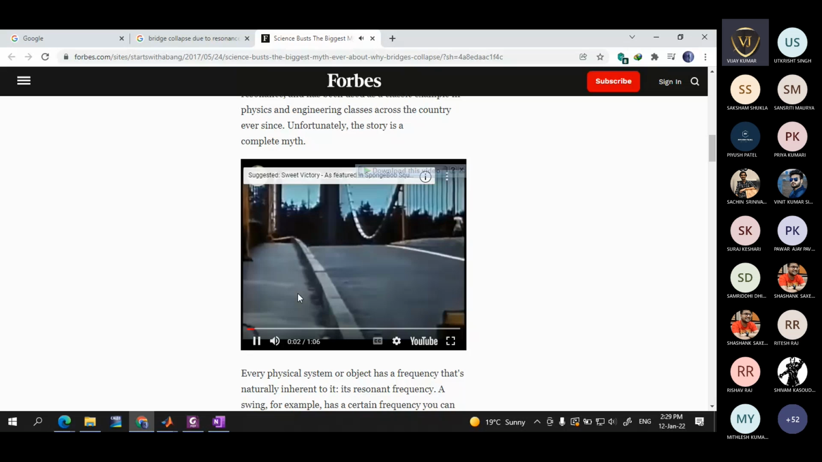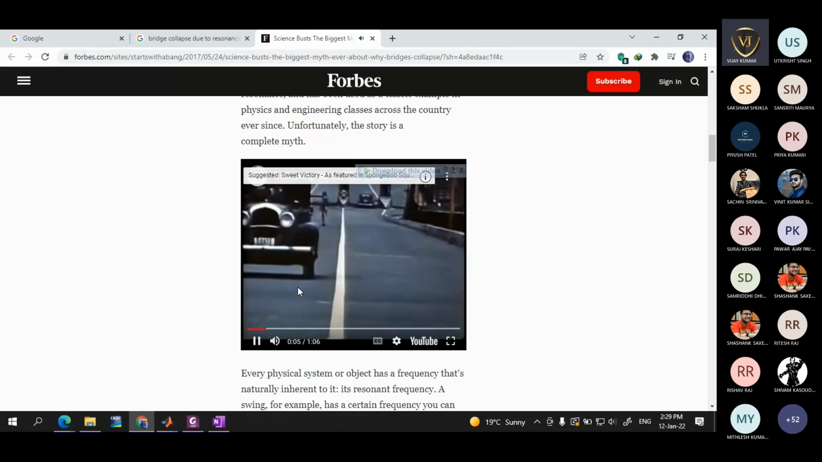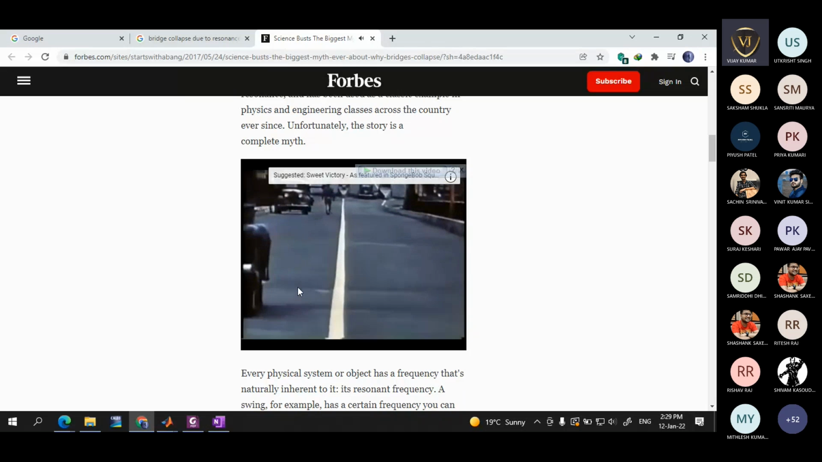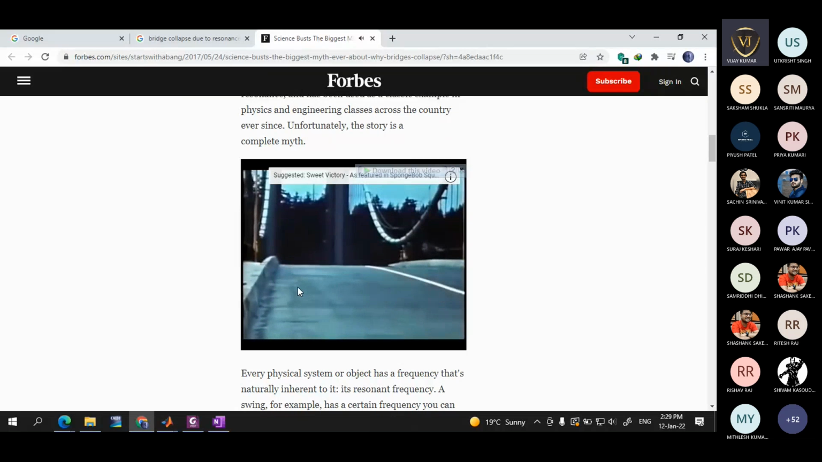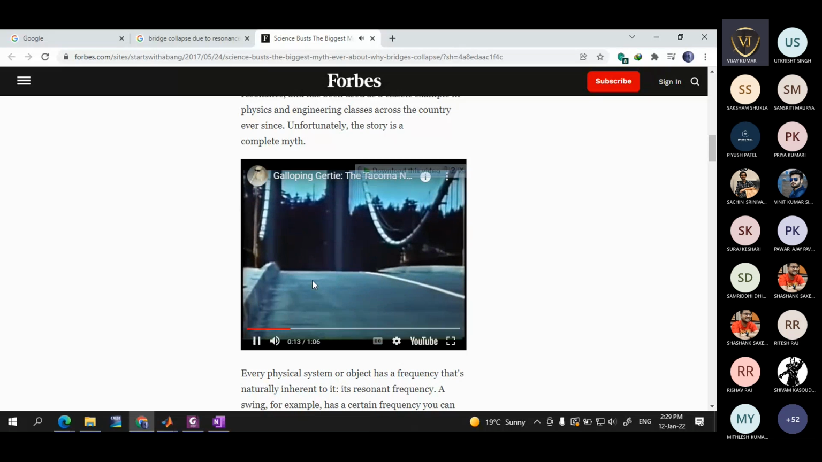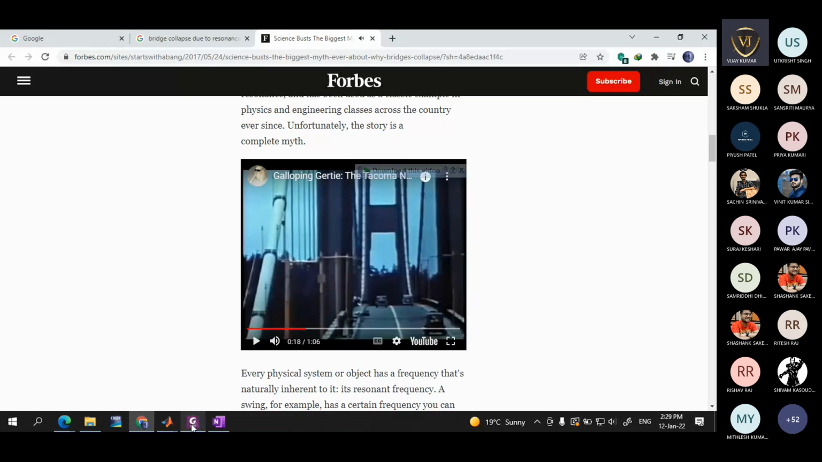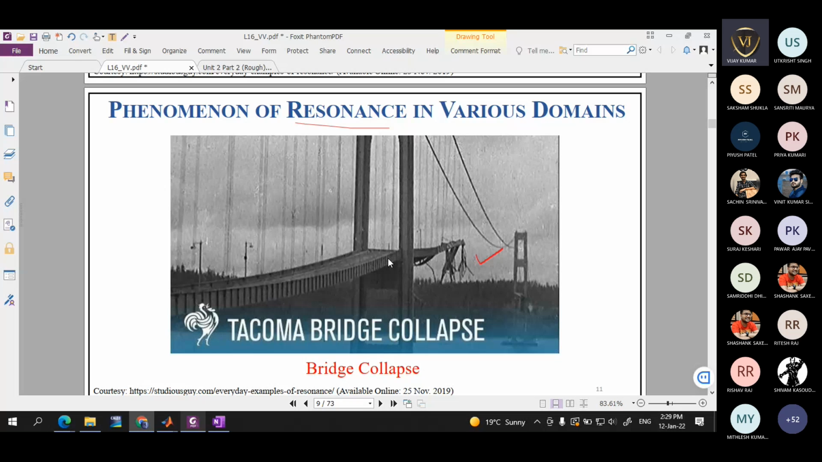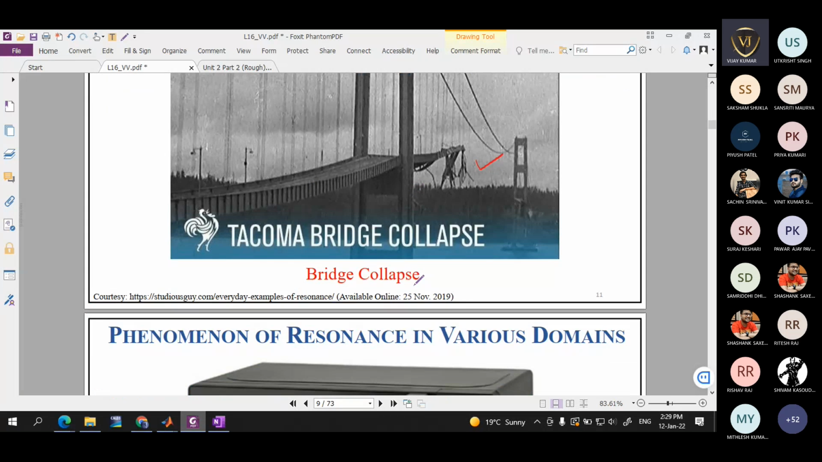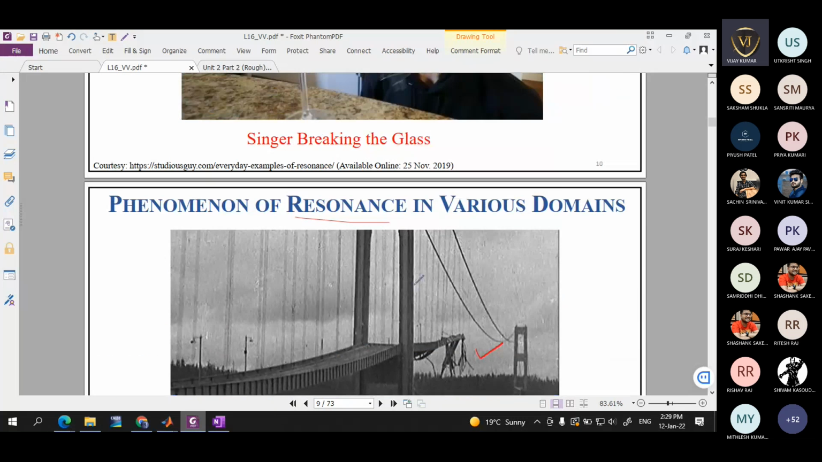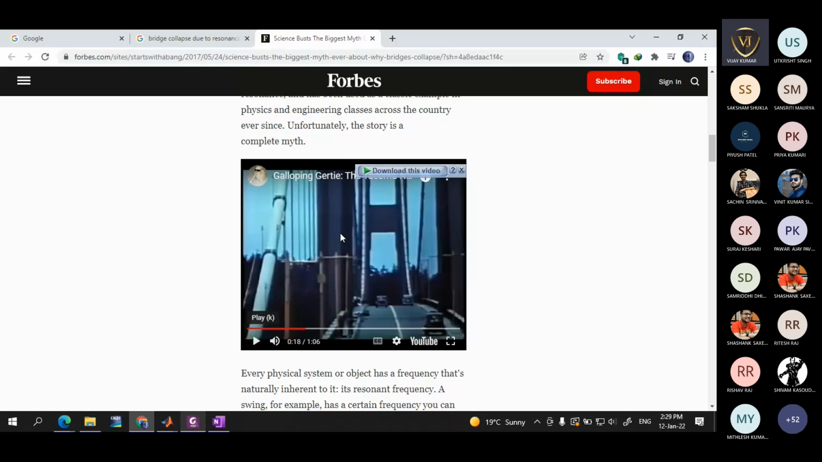The bridge can oscillate like this due to wind, but at resonant condition there is a possibility of complete collapse. When that resonant condition occurred, this kind of bridge completely collapsed. I have shown one such case here. When it reached its resonant frequency, this bridge completely collapsed. So resonance has wide application in all domains, irrespective of electrical, electronics, mechanical and others. Learning this resonant condition is very useful, and also very interesting.